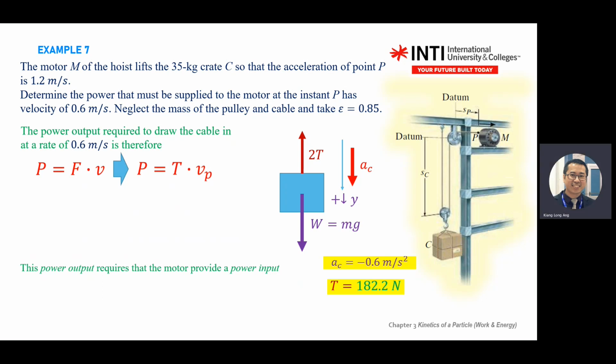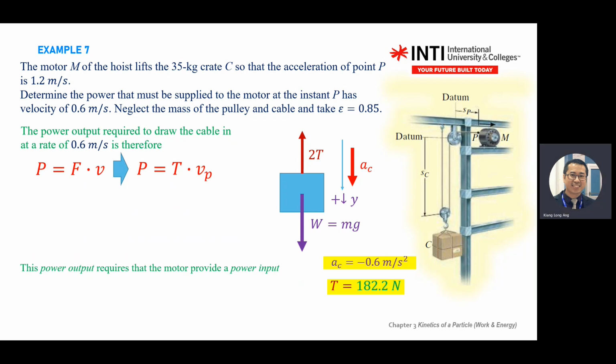The power here is linked to the machine and not object C anymore, because the machine motor power is equal to force multiplied by velocity. The velocity here is the velocity of P. The force linked to this P is actually the force of the cable. So just now you found the T already.